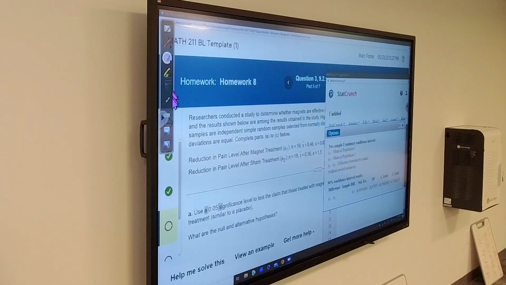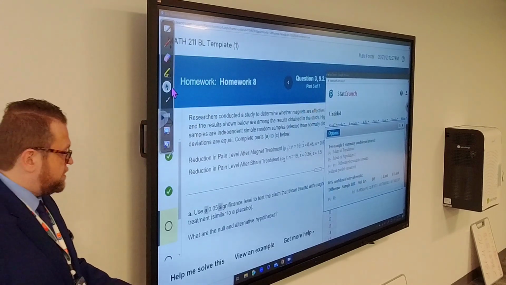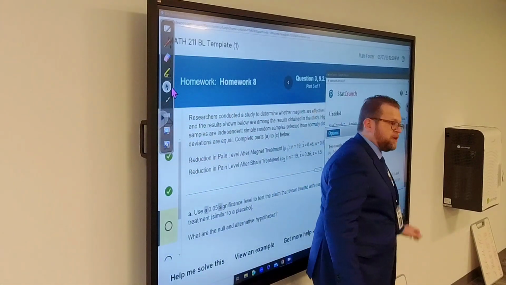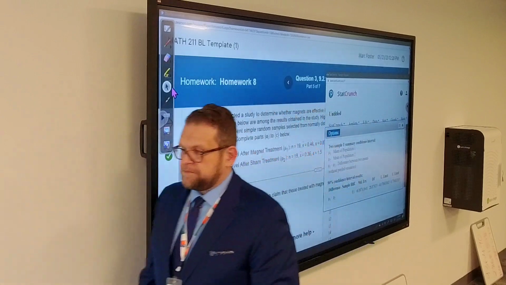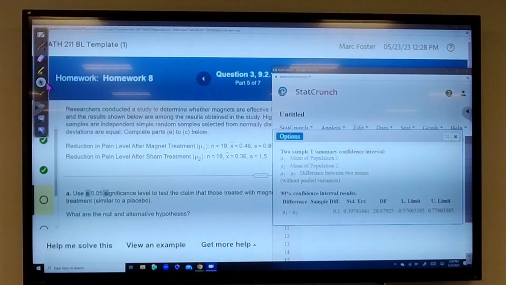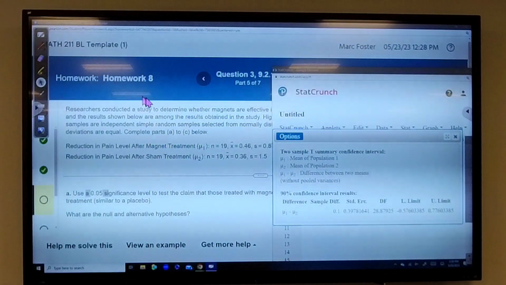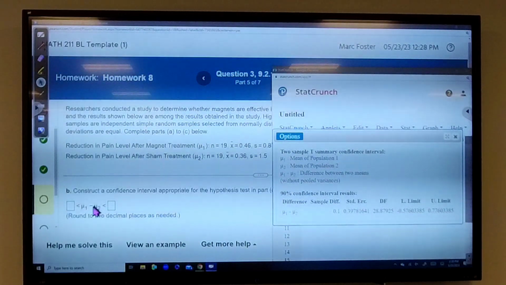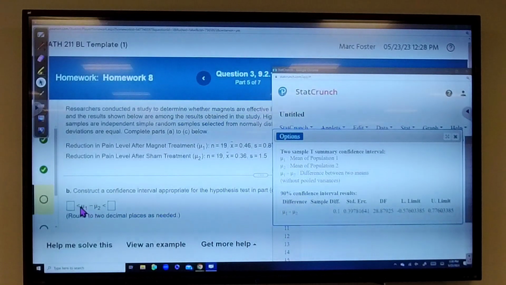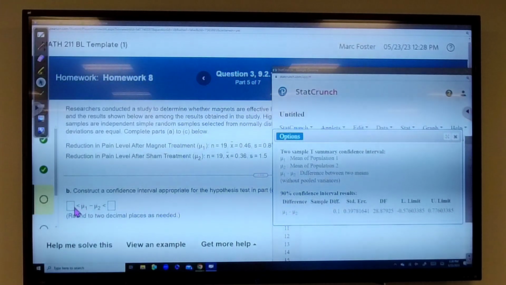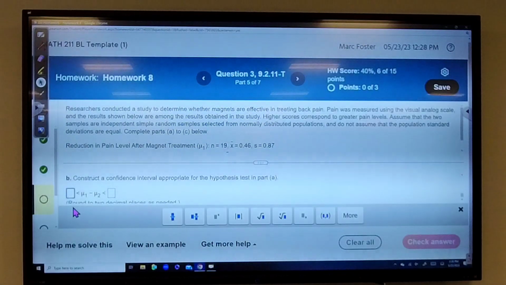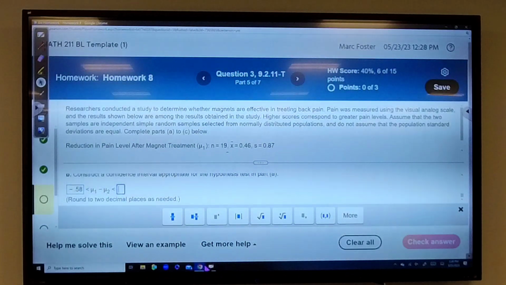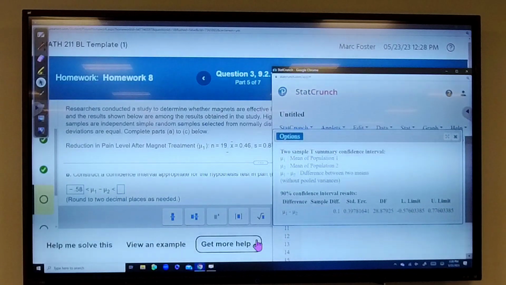Notice that my confidence interval contains 0 because the lower limit is negative and the upper limit is positive. To 2 decimal places, it's minus 0.58 and positive 0.78.